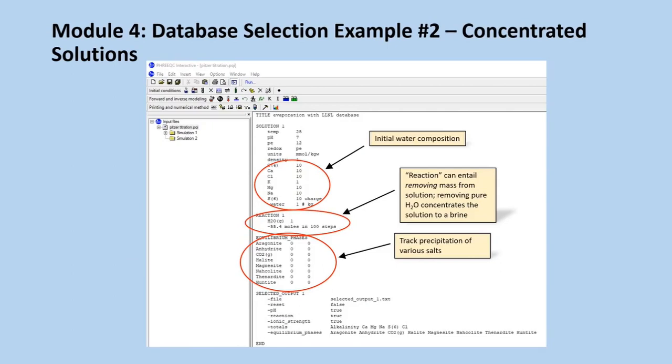Okay, so here is a different database problem, in this case one that takes into account different activity correction approaches. This is a simulated evaporation problem with H2O removed from solution via a reaction keyword block, effectively concentrating the remaining aqueous solution. The simulation was run with 3 different activity correction modeling approaches from 3 different databases, the Pitzer database, the SIT database, and the LLNL database, all compared. The simulated precipitation of mineral phases common across the 3 databases was also included here.